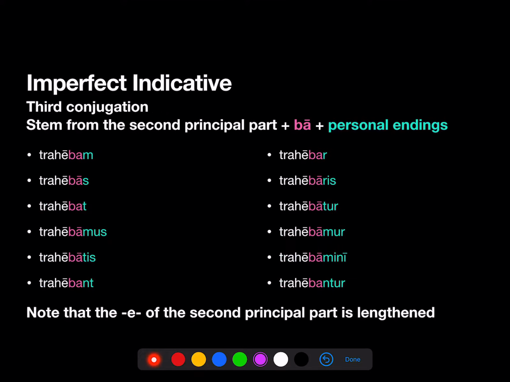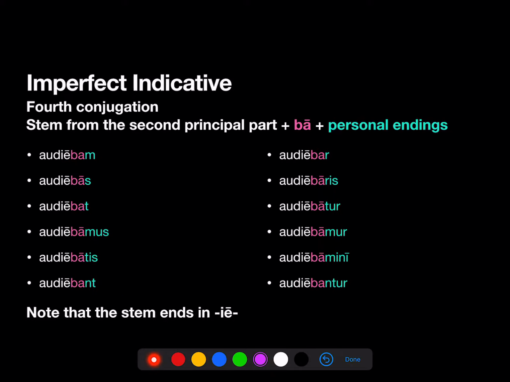Third conjugation, it's the stem from the second principal part, and here we help that short E out by lengthening it throughout. Okay, it's a long E throughout, and then the same exact endings that we saw before: bam, bas, bat, bamus, batis, bant, bar, baris, batur, bamur, bamini, bantur.